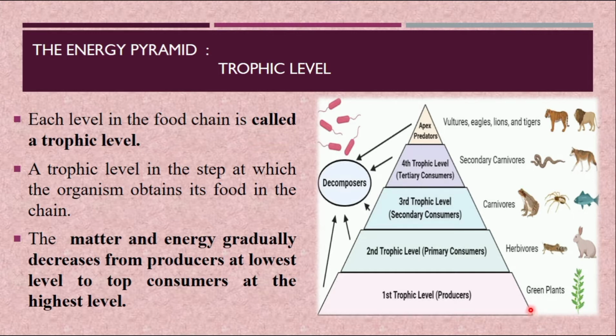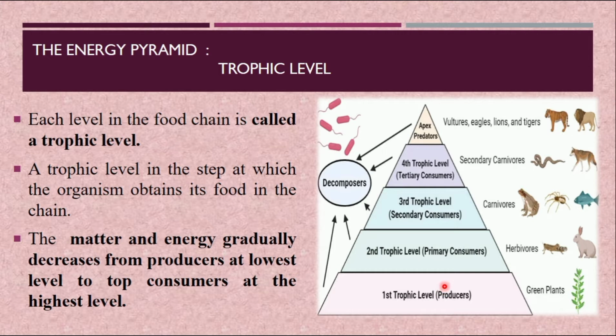In this, the first producer level forms the base, and the successive level tiers make the apex. There are three different types of ecological pyramid. The first one is the pyramid of number, the second one is the pyramid of biomass, and the third one is the pyramid of energy. What's a pyramid of number?